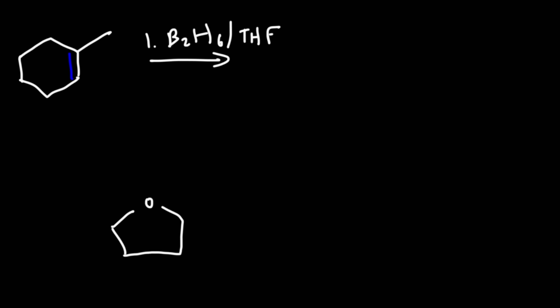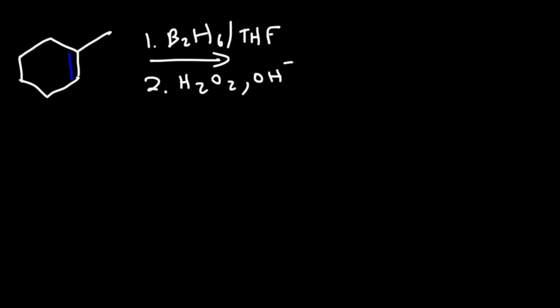So instead of using deuterium, we're going to go back to hydrogen. So in the first step, this is going to be B2H6 in THF. By the way, THF, tetrahydrofuran, is basically a cyclic ether. It's a 5-membered ring with 4 carbons and 1 oxygen. In the second step, we're going to use hydrogen peroxide and hydroxide. So what's going to be the end result of this reaction? Now, if you see B2H6, it's going to have the same effect as BH3.